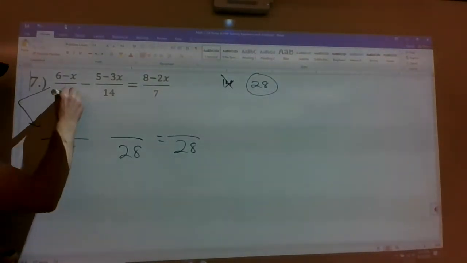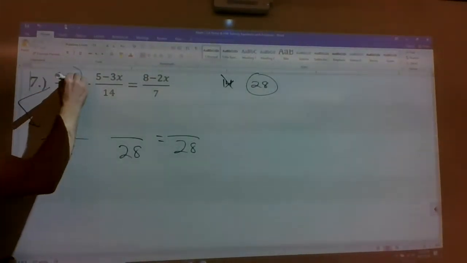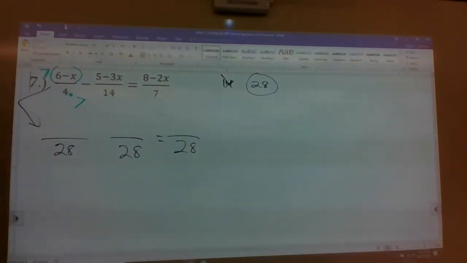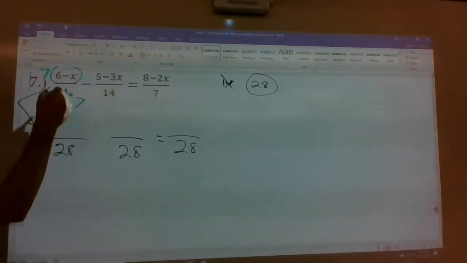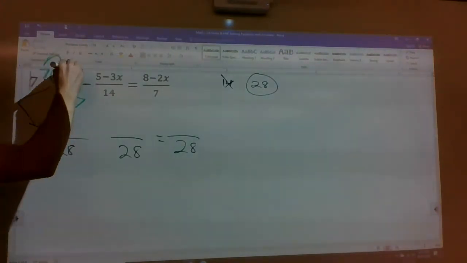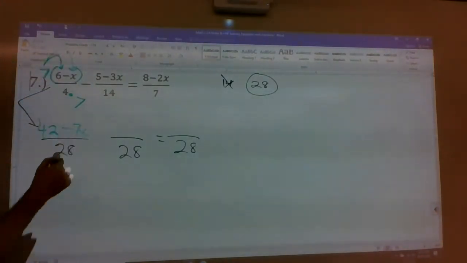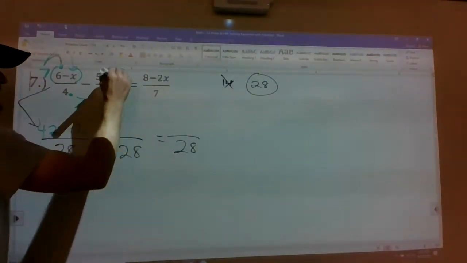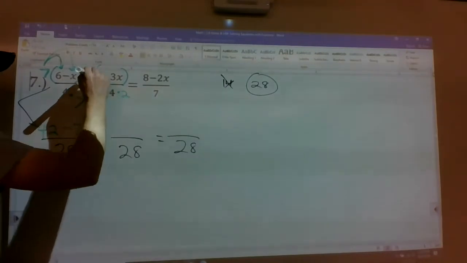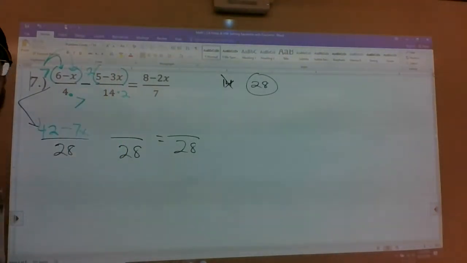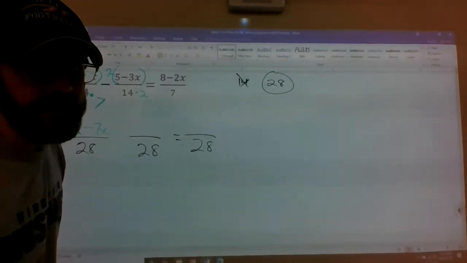So I multiply this by 7, which means I multiply the top by 7. 4 times 7 is 28, so multiply the top to get 42 minus 7x over here. 14 times 2 gives me 28, so you multiply the top by negative 2. I'm just going to put the negative up here to remind myself. All right, can you see that?